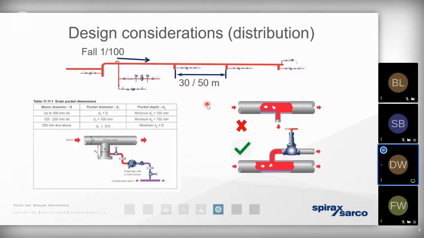You can also see that there's good working practice here to ensure that when we're taking the steam pipe away to the process, we're doing so from the top of the pipework, where the steam is at its driest and therefore at its best condition.